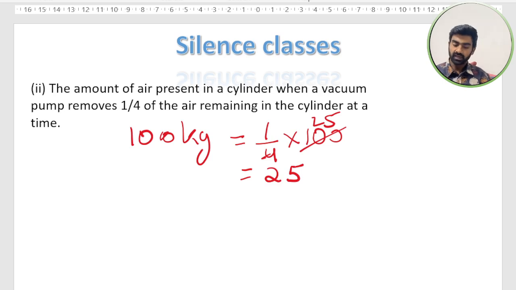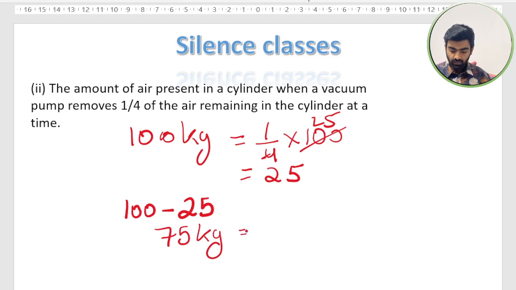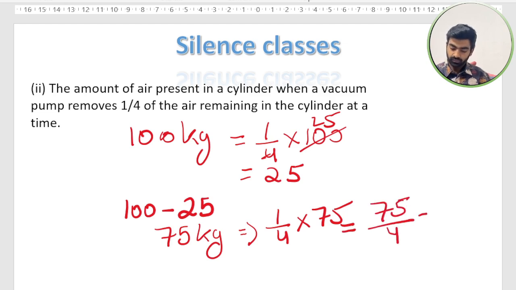First time, how much air pressure is there now? 100 minus 25, which means 75 kg is there. Now 1/4 of the 75 kg is removed. So 1/4 multiplied by 75, that is 75 upon 4.